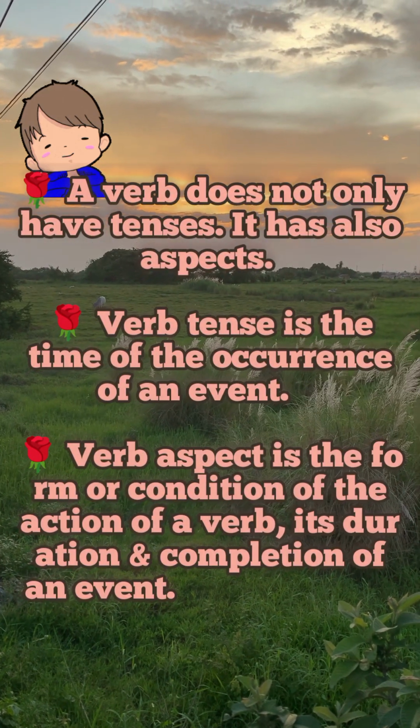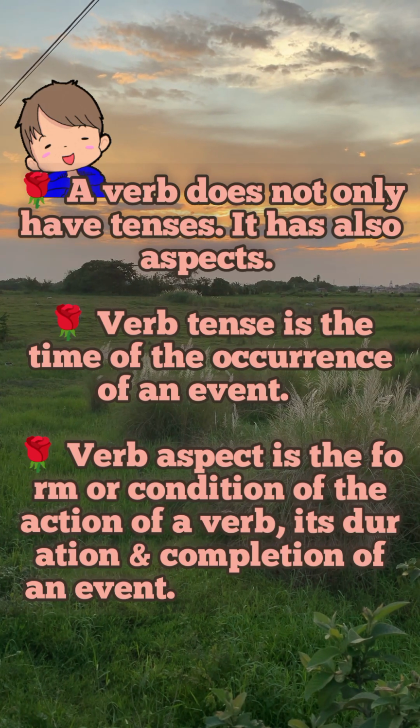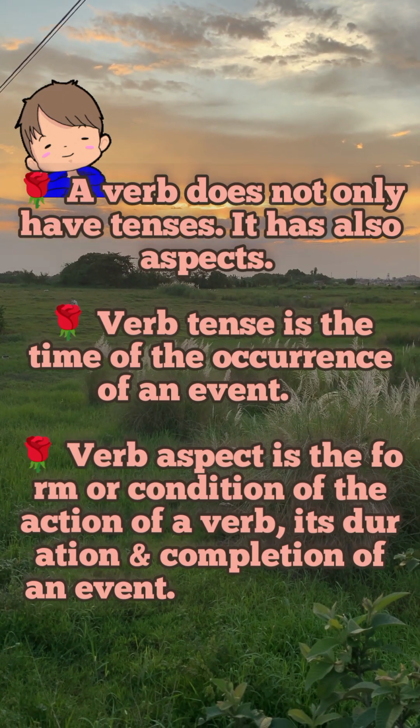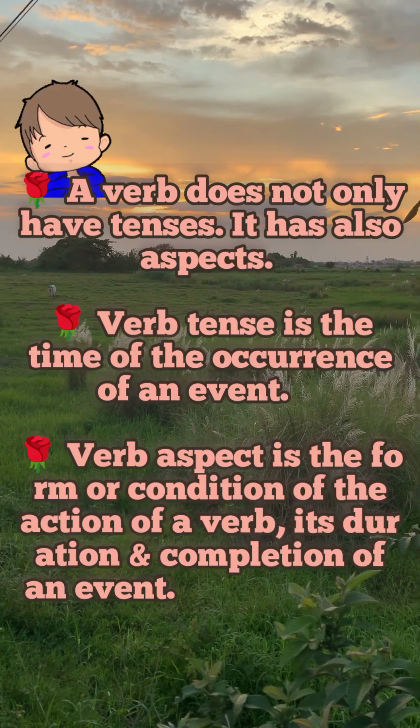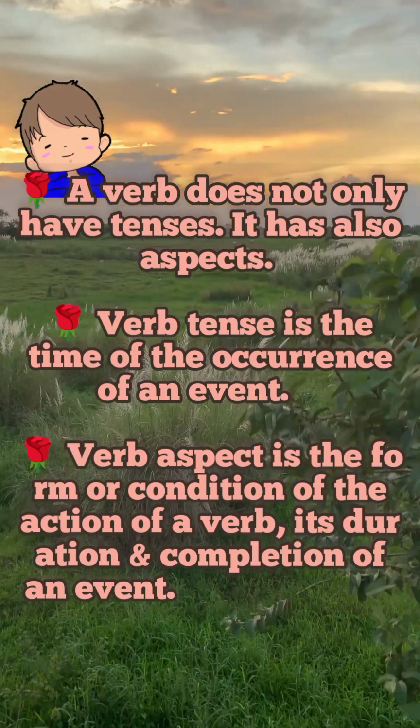A verb does not only have tenses, it also has aspects. Verb tense is the time of the occurrence of an event, while verb aspect is the form or condition of the action of a verb, its duration and completion of an event.